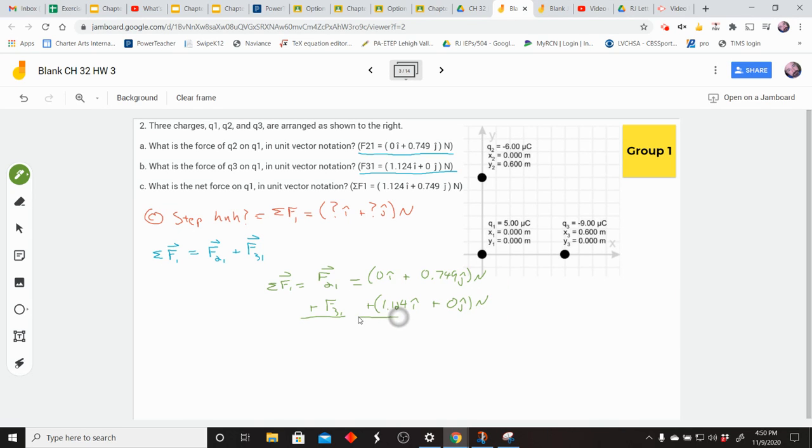So remember, when you're adding vectors in unit vector notation, it's very easy. Just add the things straight down. So 0 plus 1.124 i hat is going to give us 1.124 i hat. And what's our j hat part? 0.749 j hat plus 0 j hat gives us 0.749 j hat. So that many newtons, and that is equal to the sum of the forces on 1.